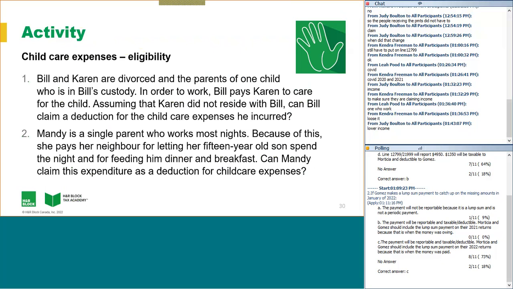Okay. Mandy is a single parent who works most nights. Because of this, she pays her neighbor for letting her 15-year-old son spend the night and for feeding him dinner and breakfast. Can she claim it as a deduction for child care expenses? Yes, because her son is 15. If at the end of the year he's 16, that's okay, but if next year he's 16 turning 17, it would be no. But 15-year-olds are eligible, so she can claim it. She needs a receipt, and she needs her neighbor's SIN number on the receipt.